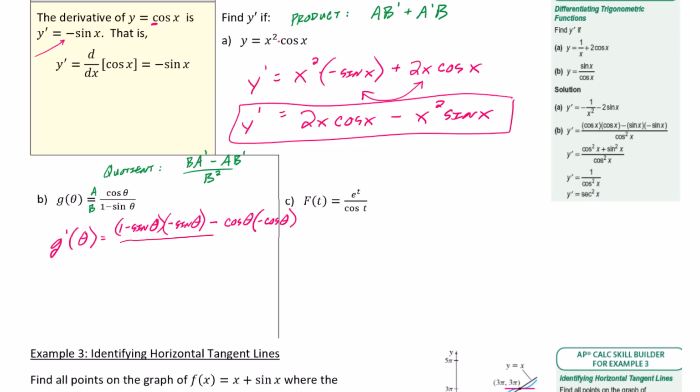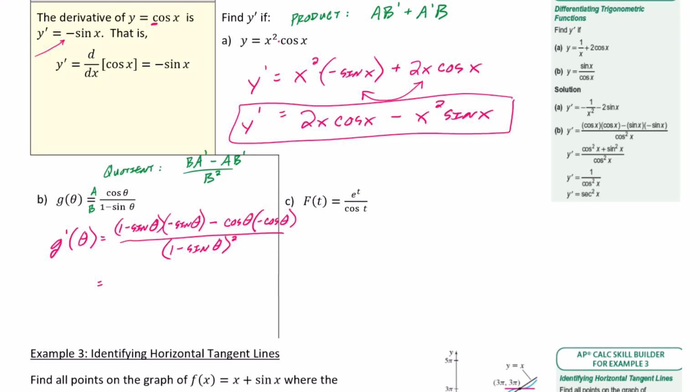And then all over whatever the bottom is squared. So 1 minus sine of theta, all grouped up, and then squared. And I'm not going to worry about multiplying that out. I'm actually kind of hoping that maybe the top has something I can cancel out. So let's go ahead and distribute out the top.